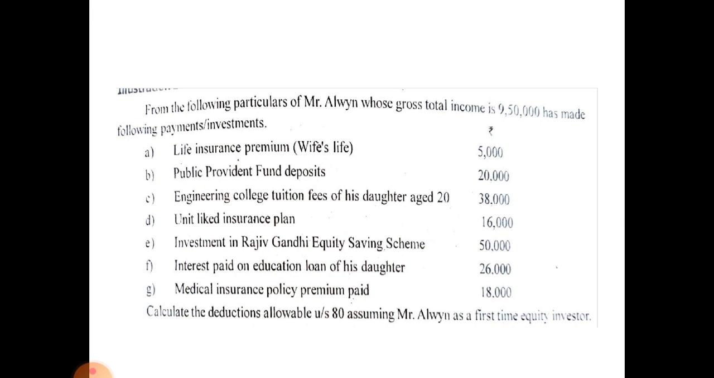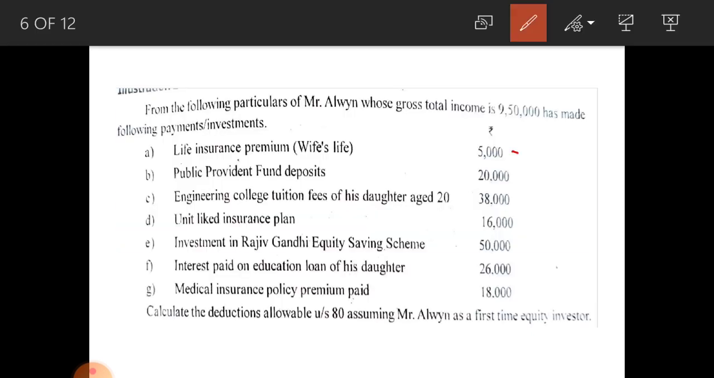From the following particulars of Mr. Alvin, whose gross total income is rupees 9,50,000, has made following payments or investments. First one, life insurance premium on wife's life. Here life insurance premium can be claimed on his life or the life of spouse or children. 5,000 can be claimed under section 80C. Under section 80C he can claim this one.